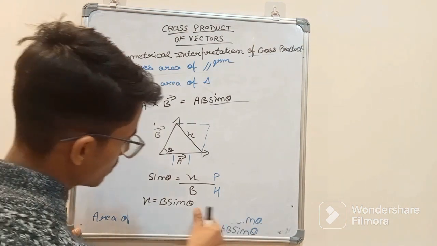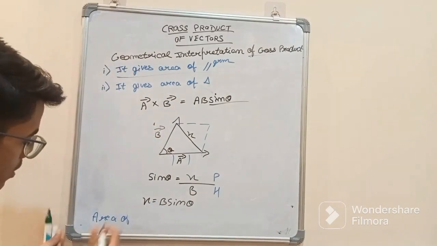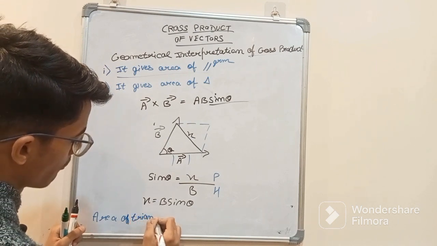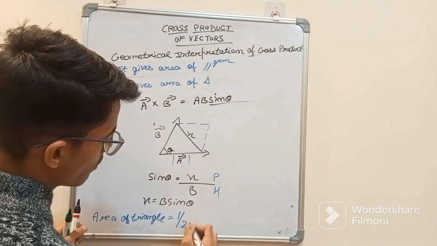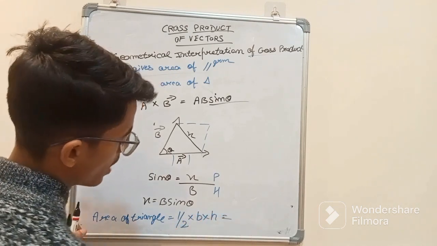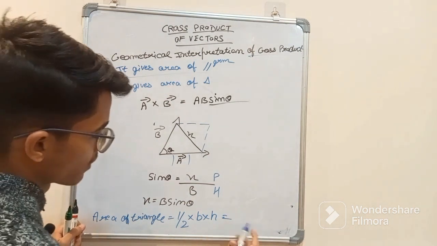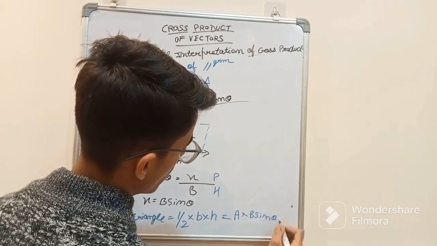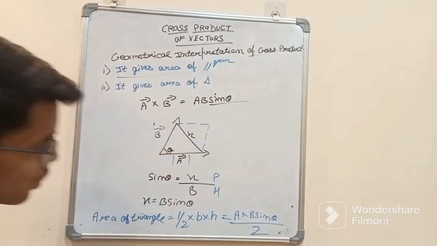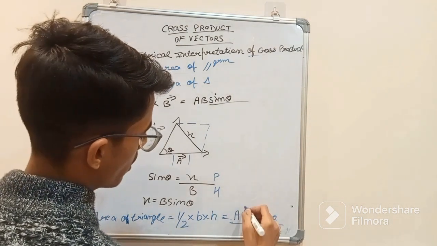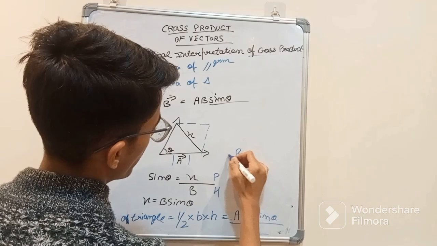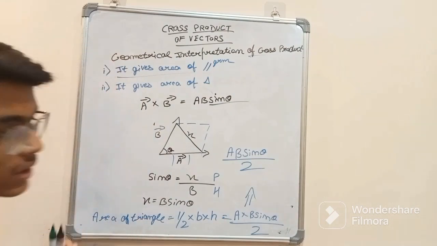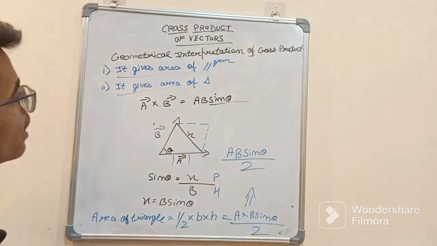Similarly, let's say we are to find out the area of a triangle. That is nothing but half multiplied by base multiplied by height. That is A multiplied by B sin theta upon 2. So we can write it as AB sin theta upon 2, which signifies the area of a triangle.